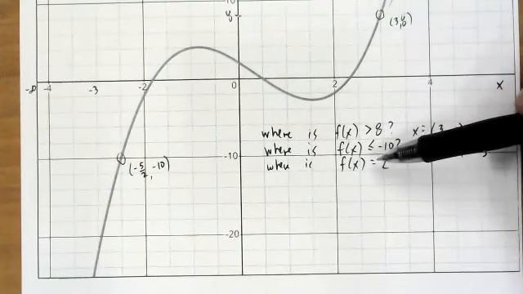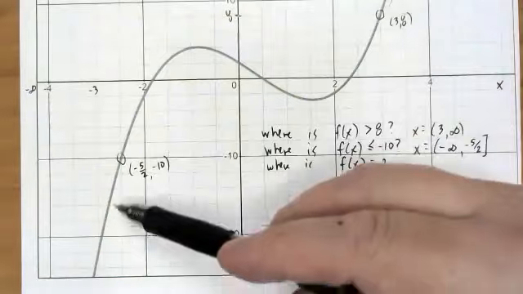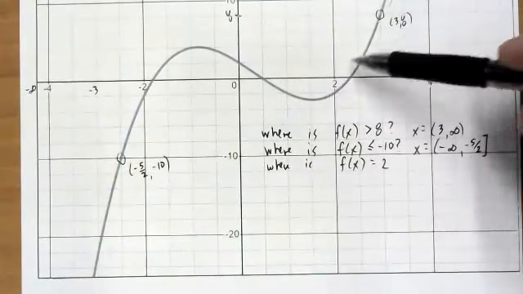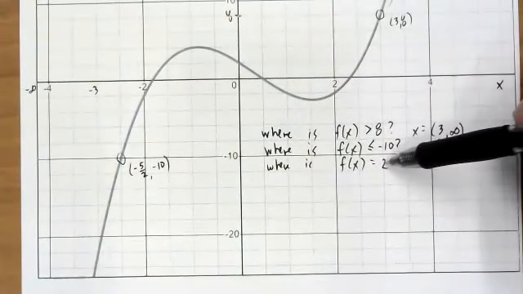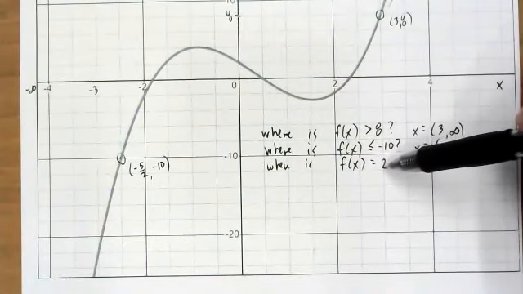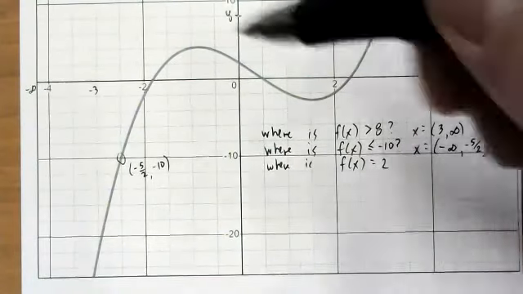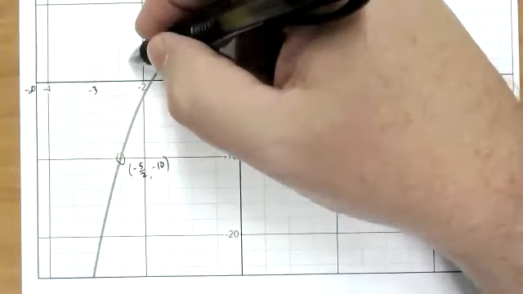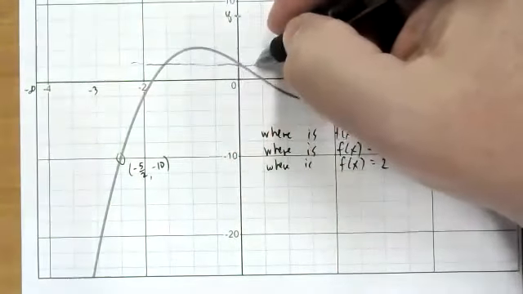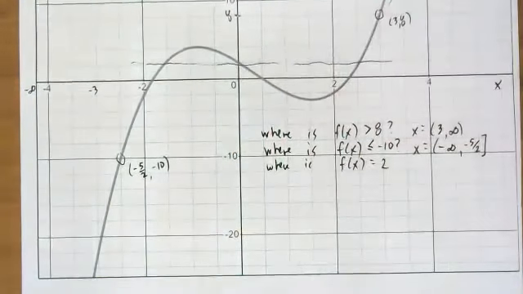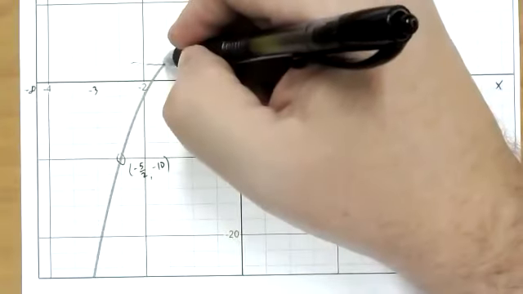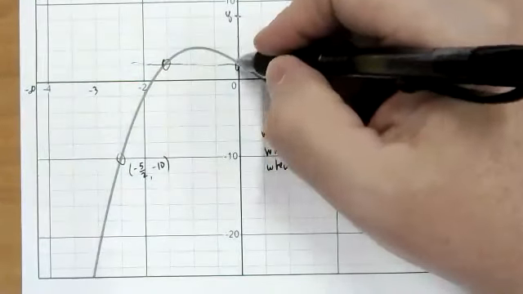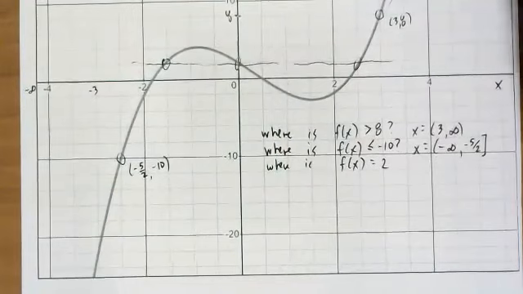Where is f of x 2? So that is saying, let's go on this graph and find where on the graph the function actually equals 2. So it's not an inequality anymore. Where is it equal to? Well, 2 is right here. So you think to yourself, well, this whole line represents when the function equals 2. And there are actually 3 points on the graph where the function equals 2.